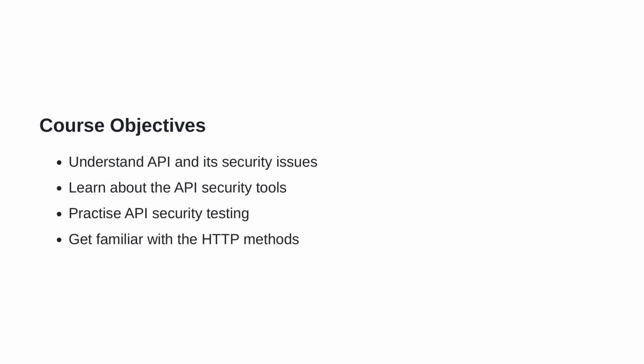Finally, we will spend some time learning about HTTP methods. These are foundational to how APIs work and, by extension, their security. Through a clear understanding of HTTP methods, we'll be able to identify potential vulnerabilities and implement effective security measures. By achieving these objectives, you will equip yourself with the necessary knowledge and skills to effectively secure APIs. Whether you're a developer, a security tester, or an IT professional, these objectives will guide our journey throughout the course.